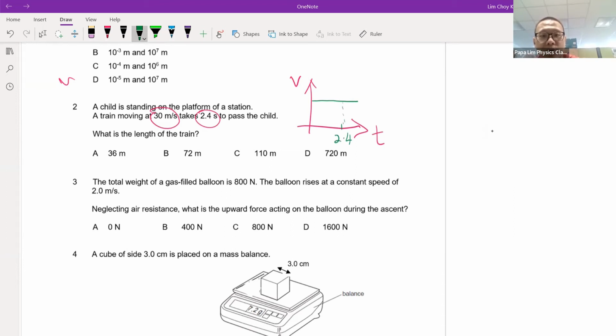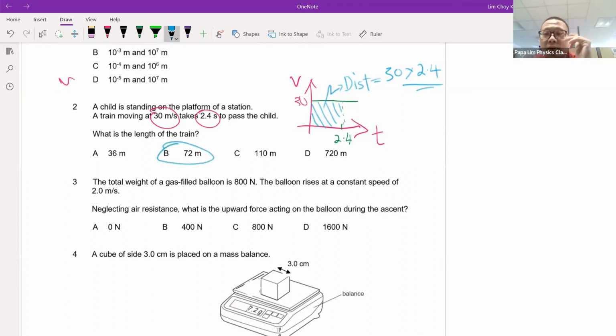So this will be the time. If I want to know the length of the train or the distance traveled, all I need to do for kinematics is to look at the area under the graph, which is the distance here. So the distance here will be the area of the rectangle: 30, which is the height, times the length, which is 2.4. The distance here will be 72 meter.